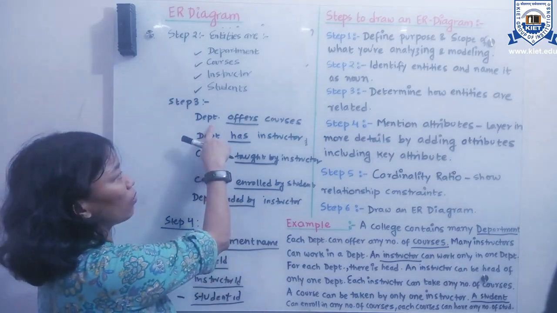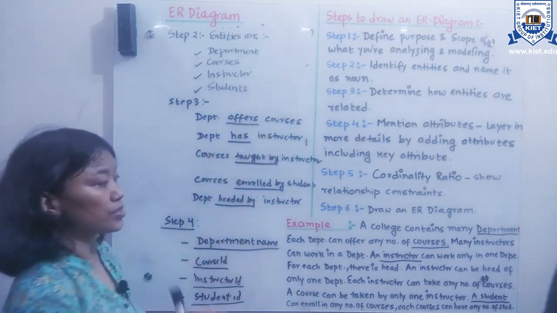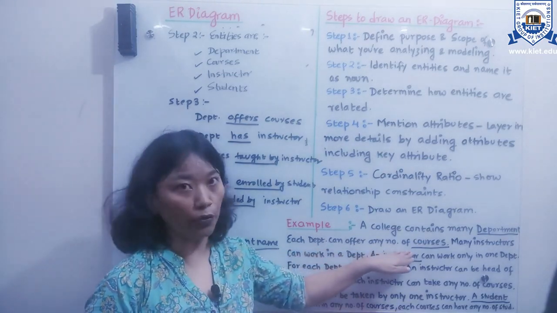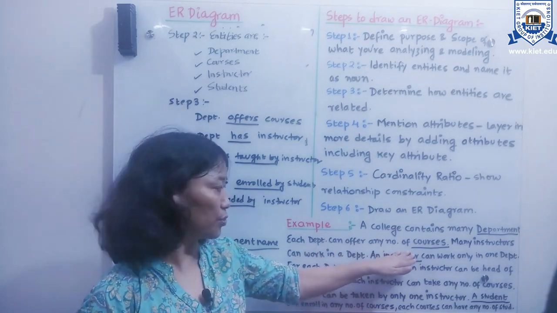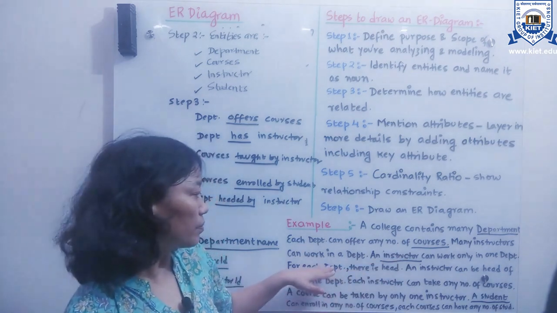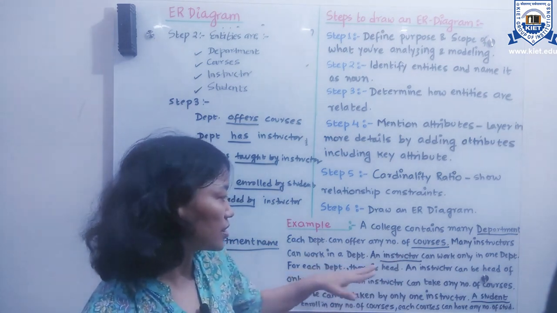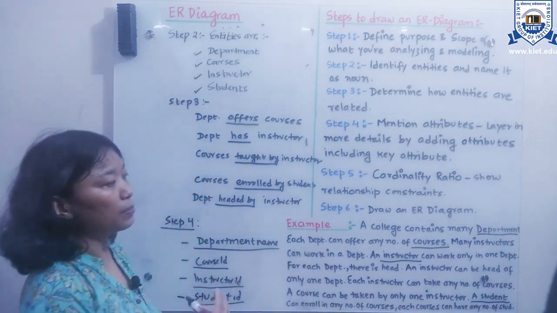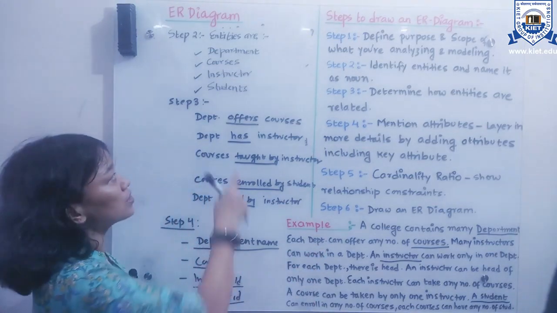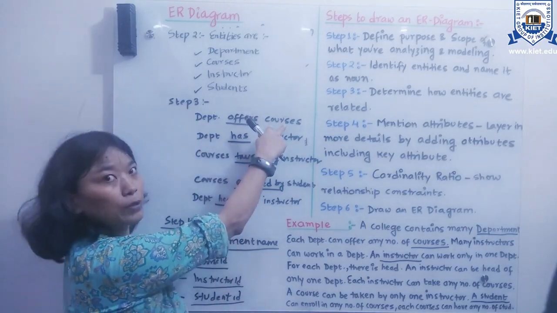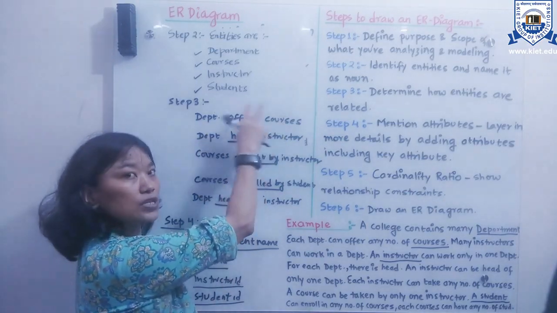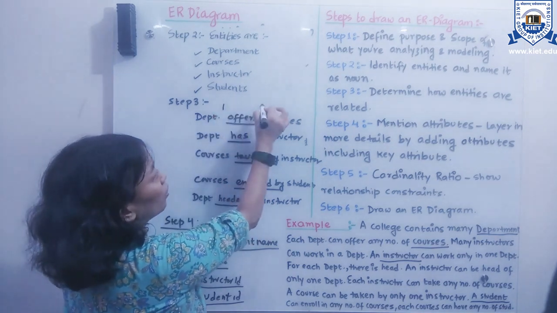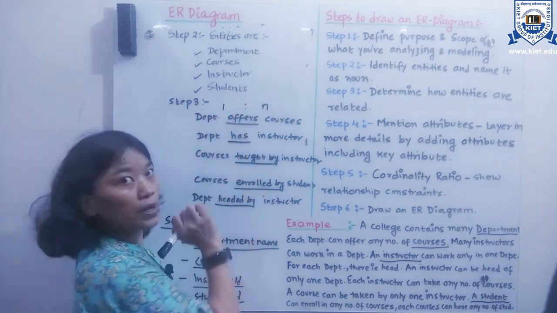So if I talk about department offers courses, here each department can offer any number of courses. It has been mentioned over there, but many instructors can have there. So what exactly we will do, each department can have any number of courses, means department can offer multiple courses, but a single course can be offered only by a single department. So I put over here a 1:n relationship, right?